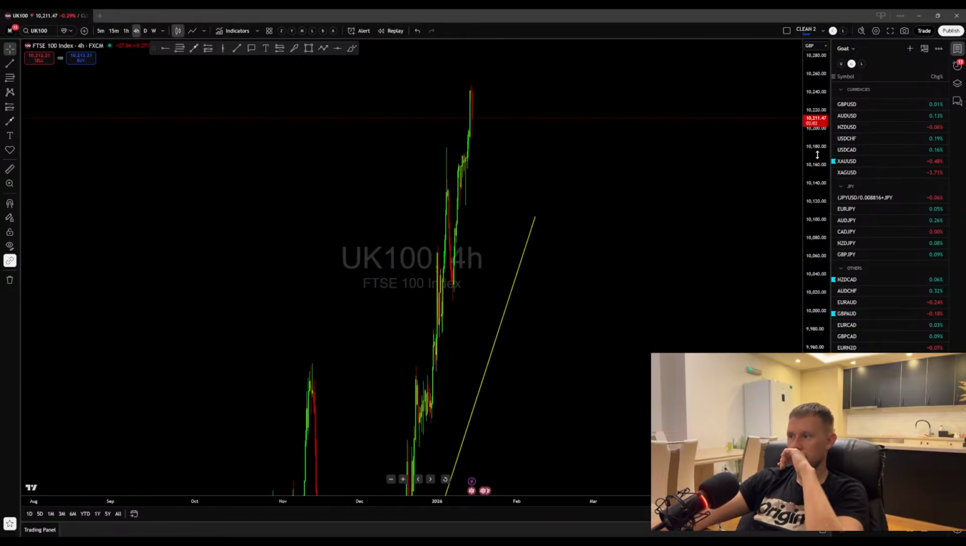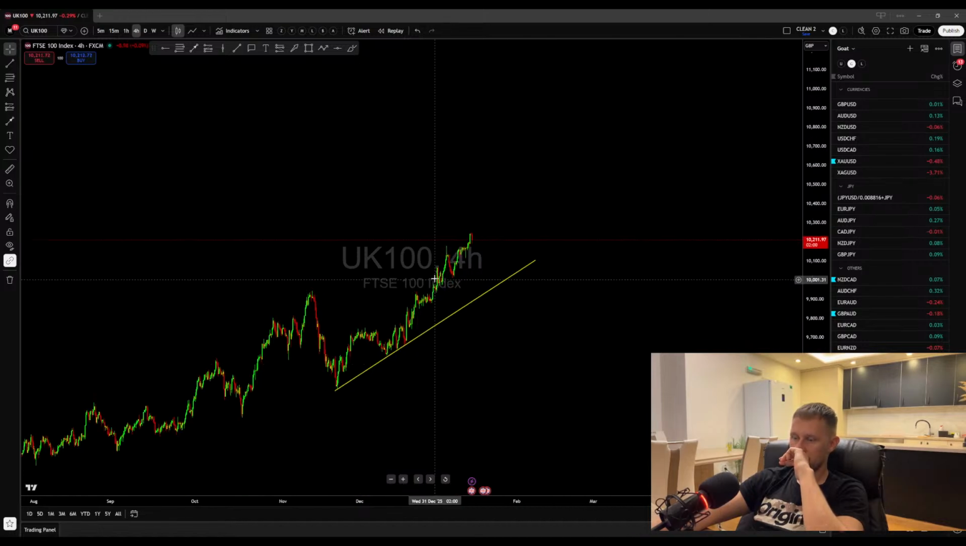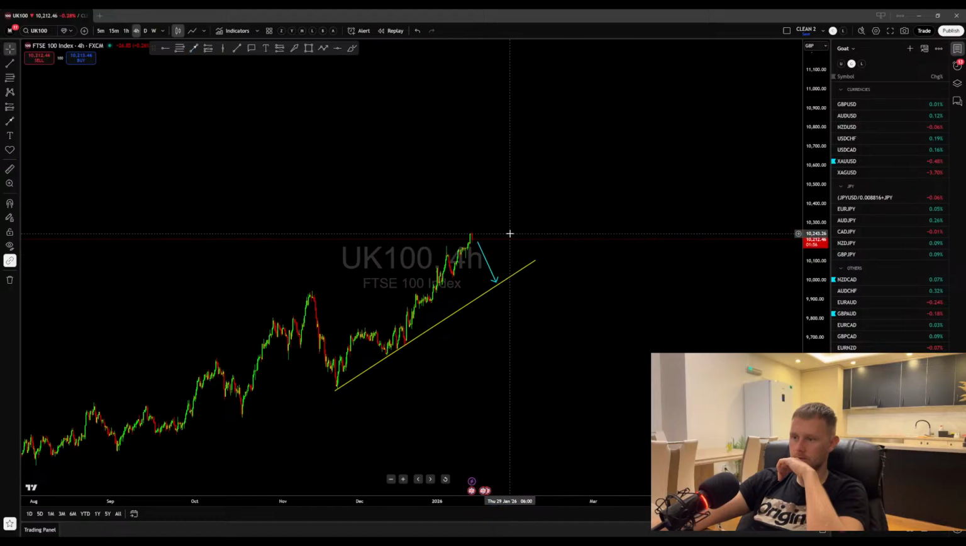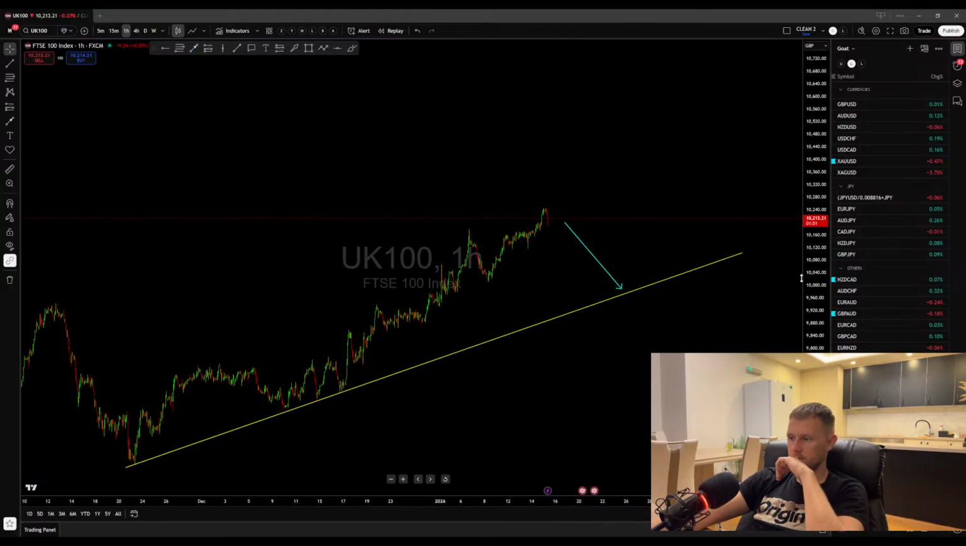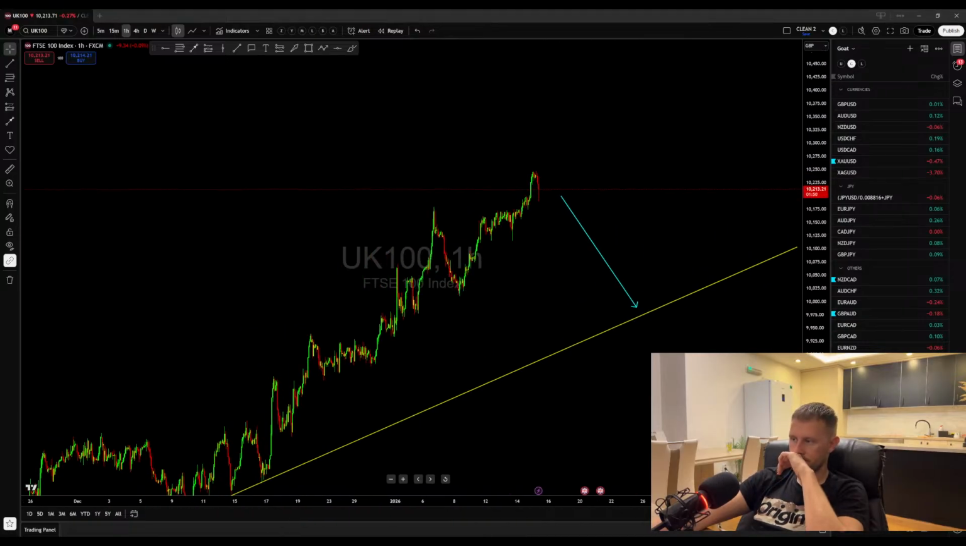UK 100. This move to appear anytime soon. This will happen. This pullback, it's about to appear. Let's wait and see. No setup currently.